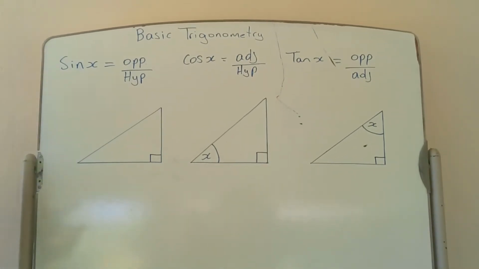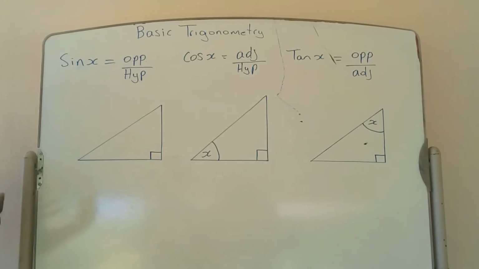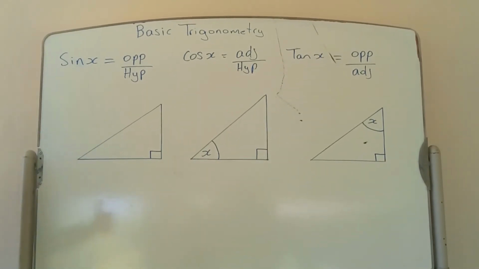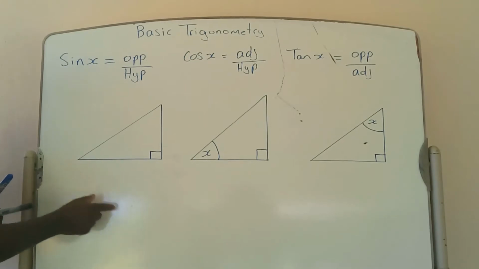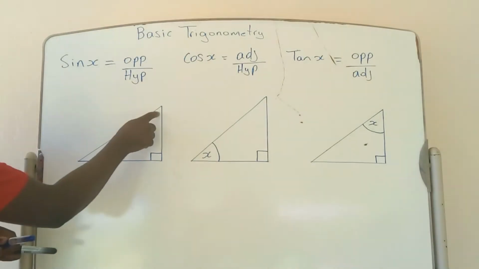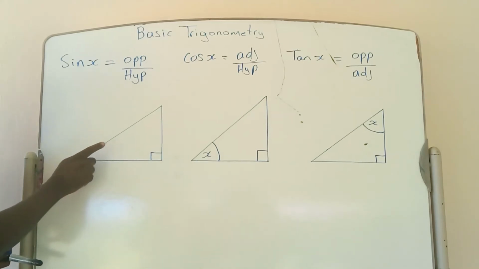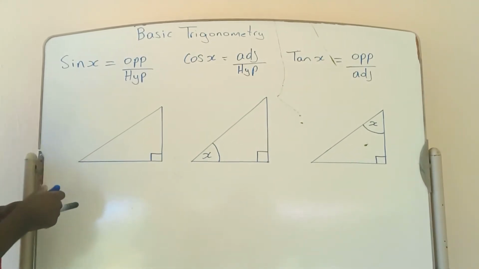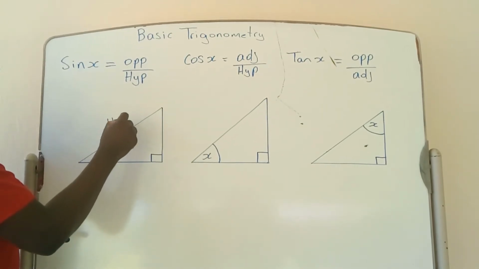Now what we're going to look at is how to label the sides of the triangle in terms of hypotenuse, opposite, and adjacent. Let's look at the first one. Let's say that somebody asks you to label the sides of this triangle here. There is no angle indicated in this triangle, so the only thing that we can label on this triangle is the hypotenuse, which is HYP.